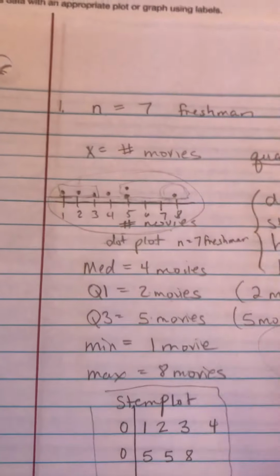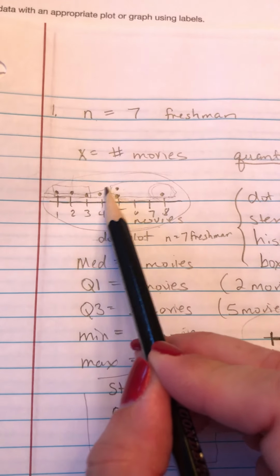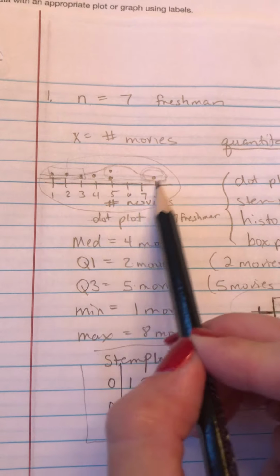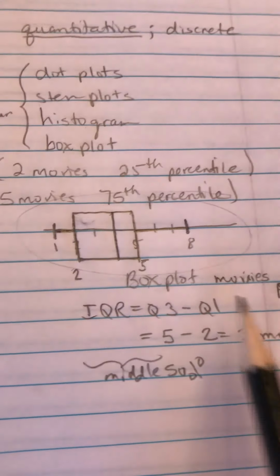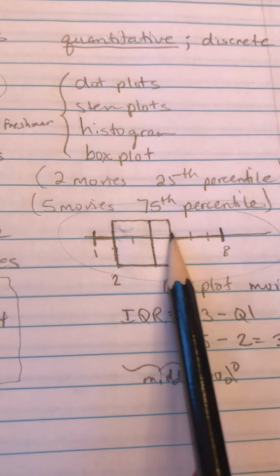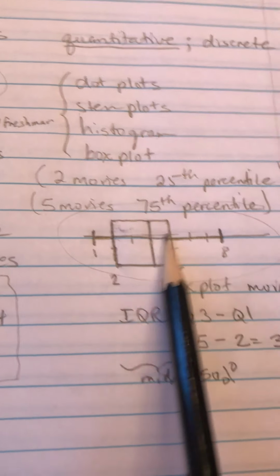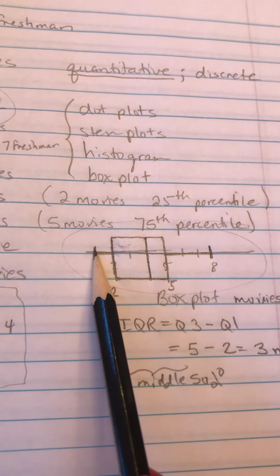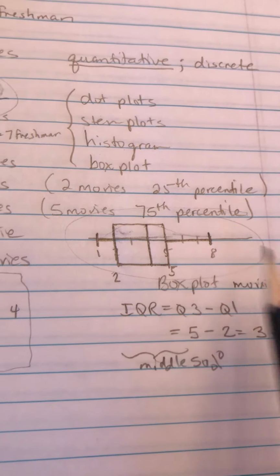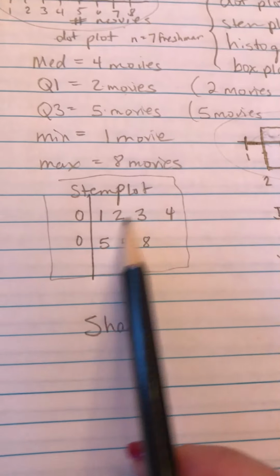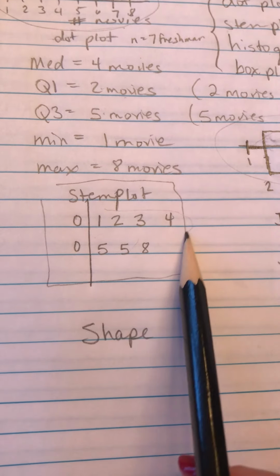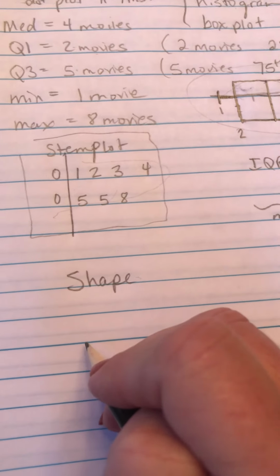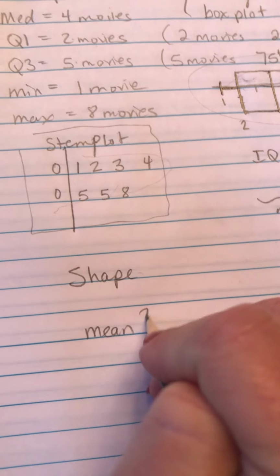So the shape looks like a long tail here, but I've also got some kind of distribution over here. This is a possible outlier, 8. Does that look like... no, this looks like it's more stuck together from 1 to 5, and then 8 is a long tail. So the box plot indicates more of a right skewness. And with the stem plot, I can't really tell any kind of skewness. It looks more symmetric.